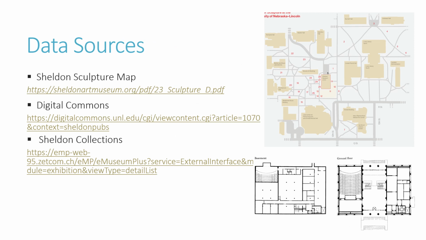The data sources that we used for this project included information from the Sheldon website itself and a few articles. This is including the sculpture map, digital commons, and the Sheldon collection. This highlights the information about the artists, the art pieces, and the Sheldon building itself.